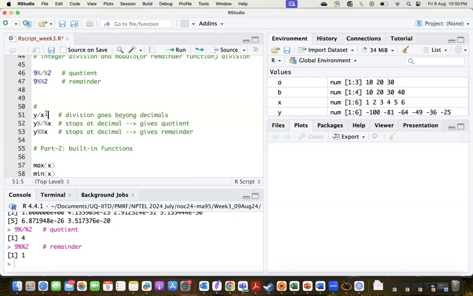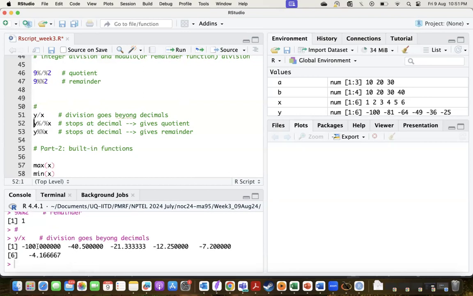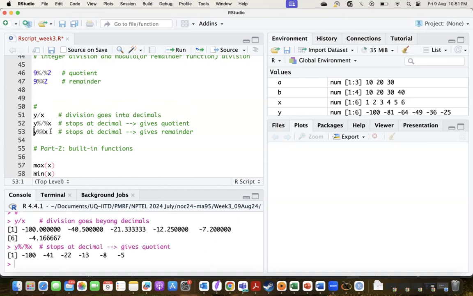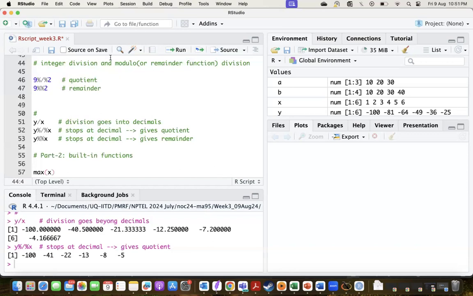So yeah, this is the actual division sign. When you're dividing, let's use the vectors here, so it's going to go all the way to the decimals. Yep, so you get the decimals here. And if you are doing these modulo functions, so integer divisions, you just get the number smaller than the value.